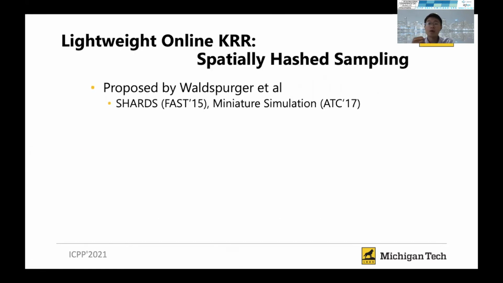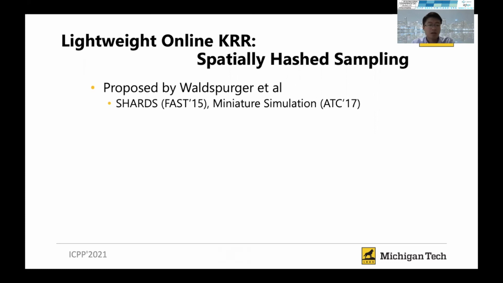So by using the backward stack update methods, we basically reduce the time complexity of the KRR stack algorithm to big O of n log m, instead of previously big O of n times m. And then the space complexity of the KRR is still proportional to the number of distinct objects in the workloads.